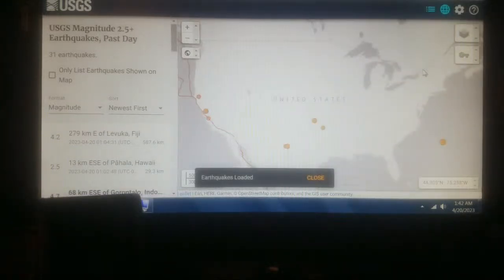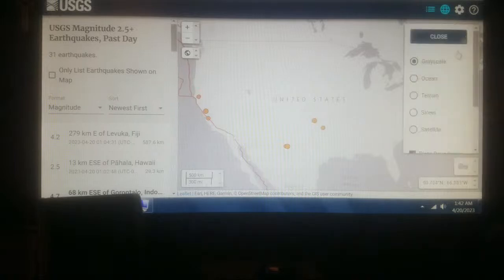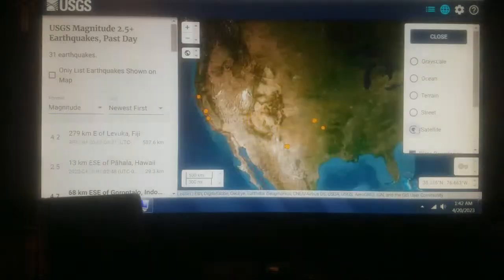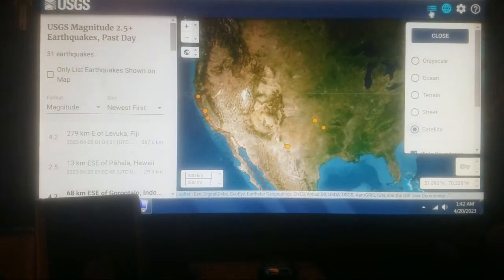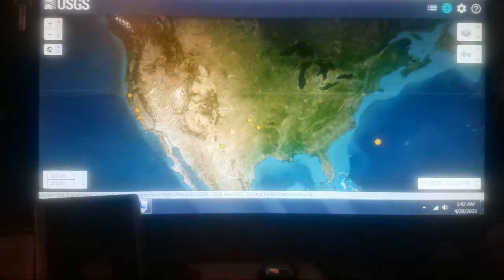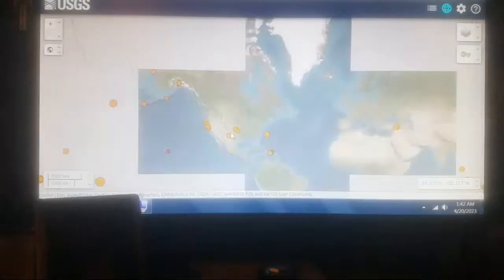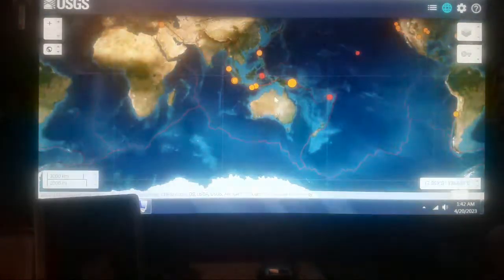Oh, here it comes, folks. All right, let me do a few adjustments. Satellite, and get that out of there. Get that out of there. All right, we'll pull back a little bit. And, okay, here we go, baby.